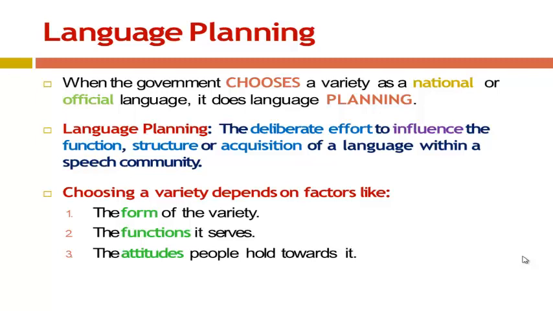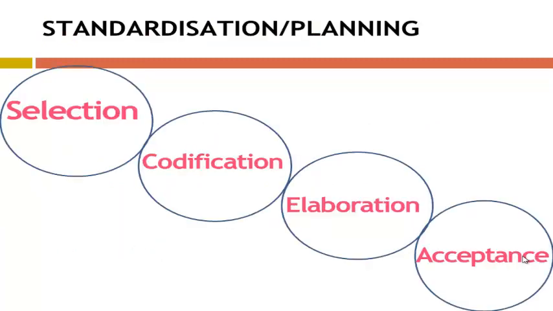The first factor is the form of the variety. The second factor is the functions it serves. The third factor is the attitudes people hold towards it. The planning process, or standardization process, consists of four main stages: selection, codification, elaboration, and acceptance. In the next slides, we are going to talk about each one of these stages in detail.